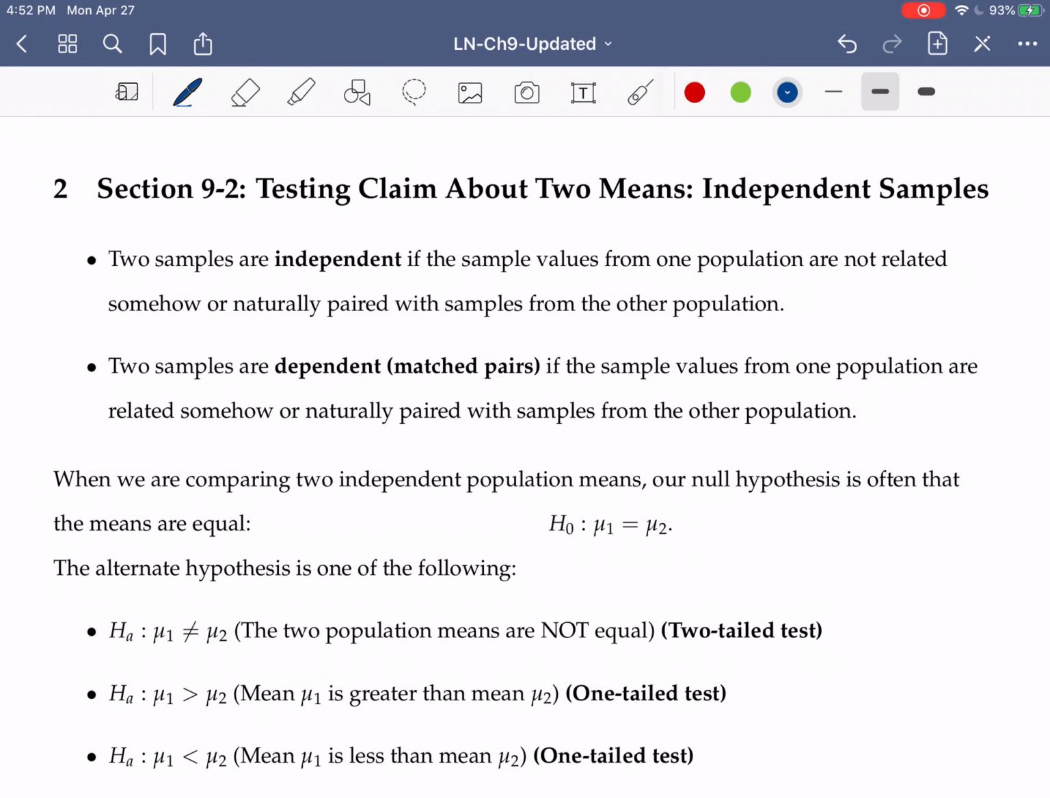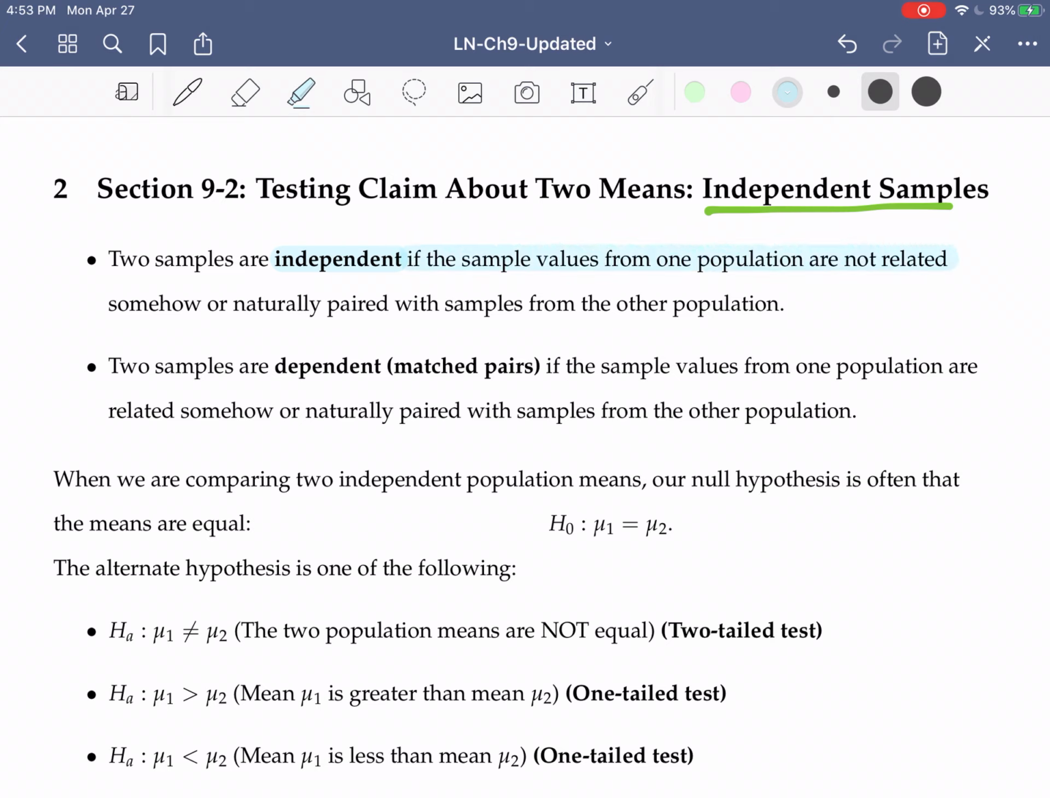In this video, we're going to look at testing a claim about two means when we're dealing with independent samples. Now, if we're going to talk about dealing with independent samples, we should first define what it means to have independent samples. So, two samples are independent if the sample values from one population are not related somehow or naturally paired with samples from the other population.